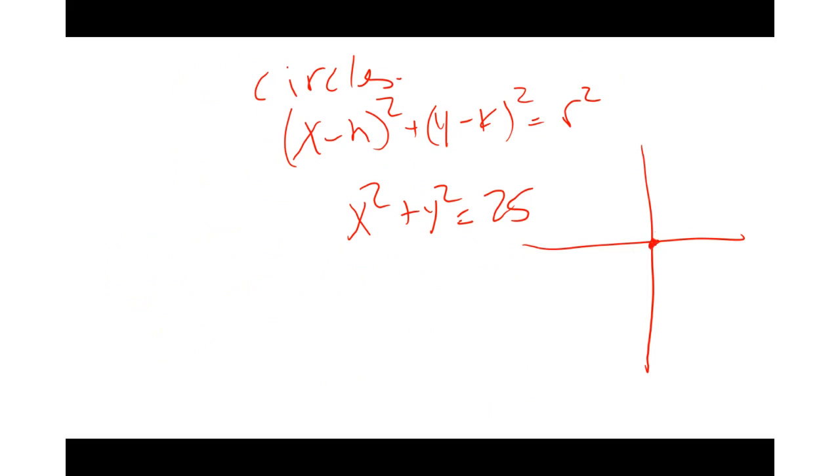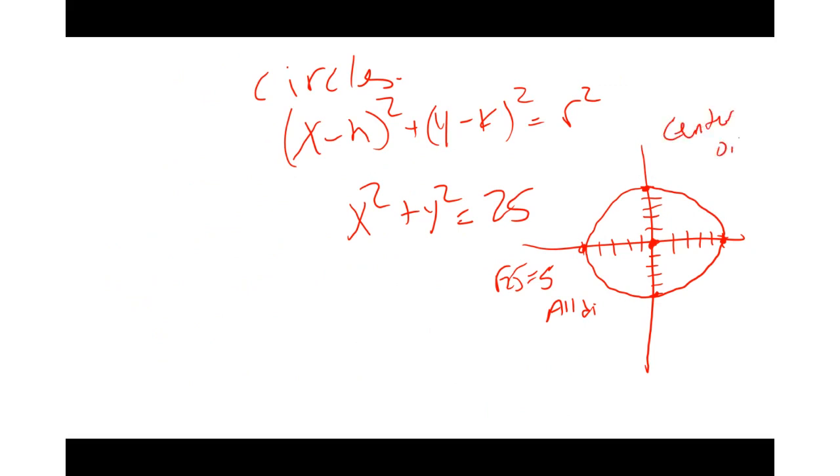And then from there, you're going to go 5 units in all directions. So you're going to go 5 units this way, this way, this way, and this way. And then you're going to draw this circle. That's what we're dealing with. x squared plus y squared equals 25 is a circle where the center is at 0, 0 and the radius is 5. And you get the radius by taking the square root of that number. Okay. Questions, comments, concerns?